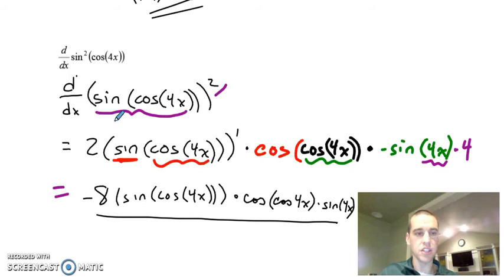Please rewatch that if you need to. We just kept going into the inside. Derivative of the outside, keep the inside the same. Derivative of this outside, keep that inside the same. Derivative of that outside, which is cosine, keep the inside the same. And so on. We kept going one at a time here.